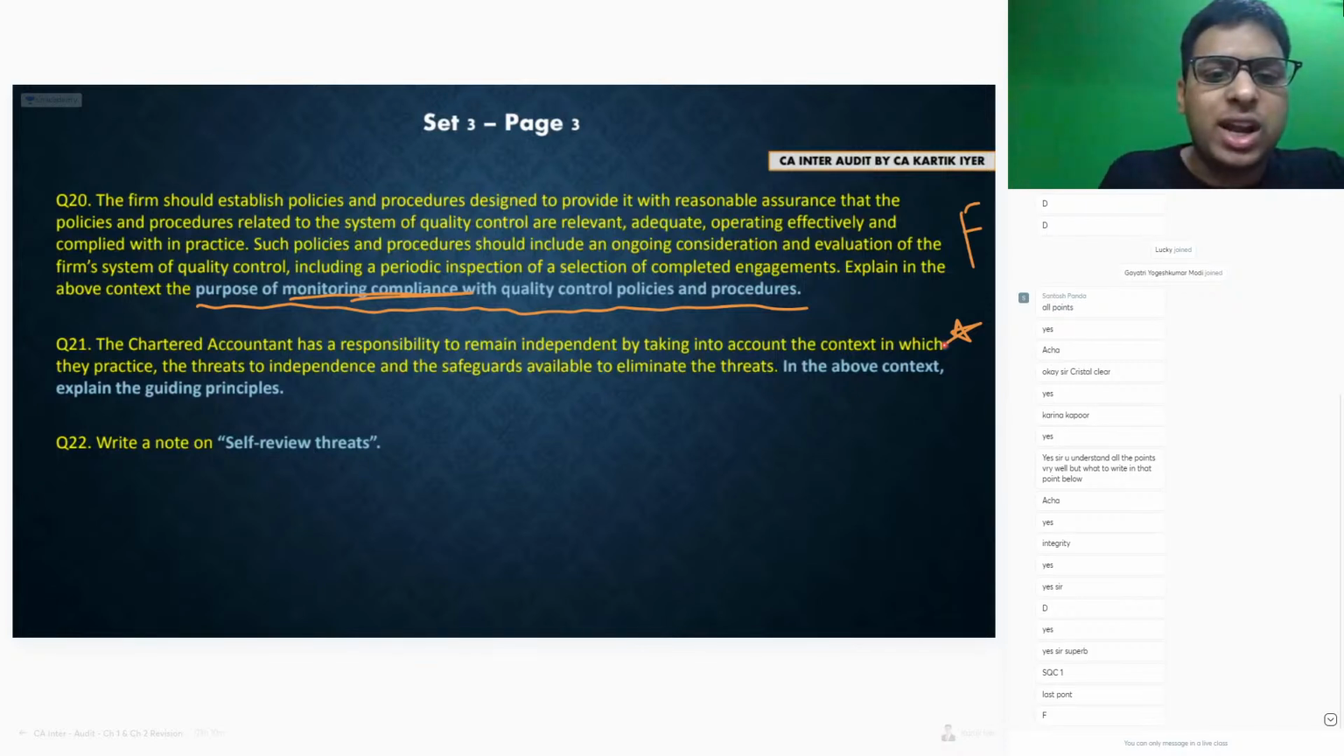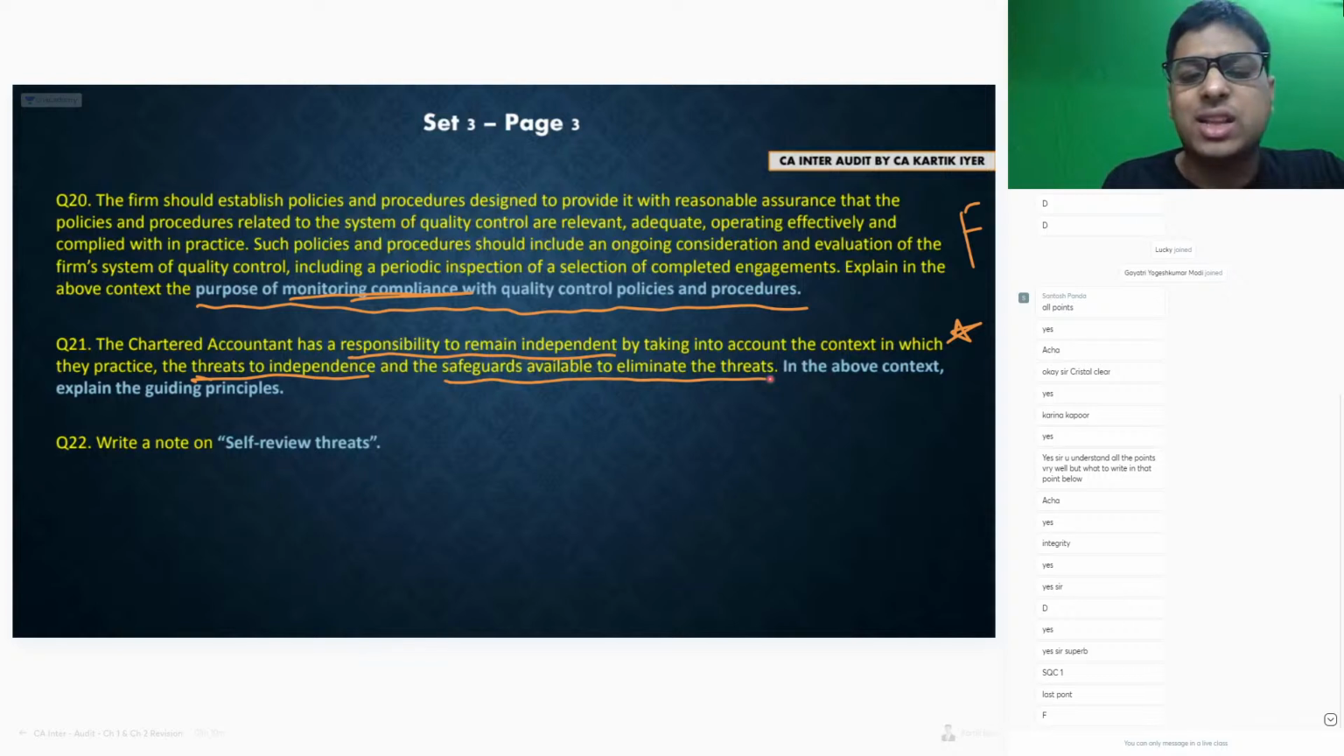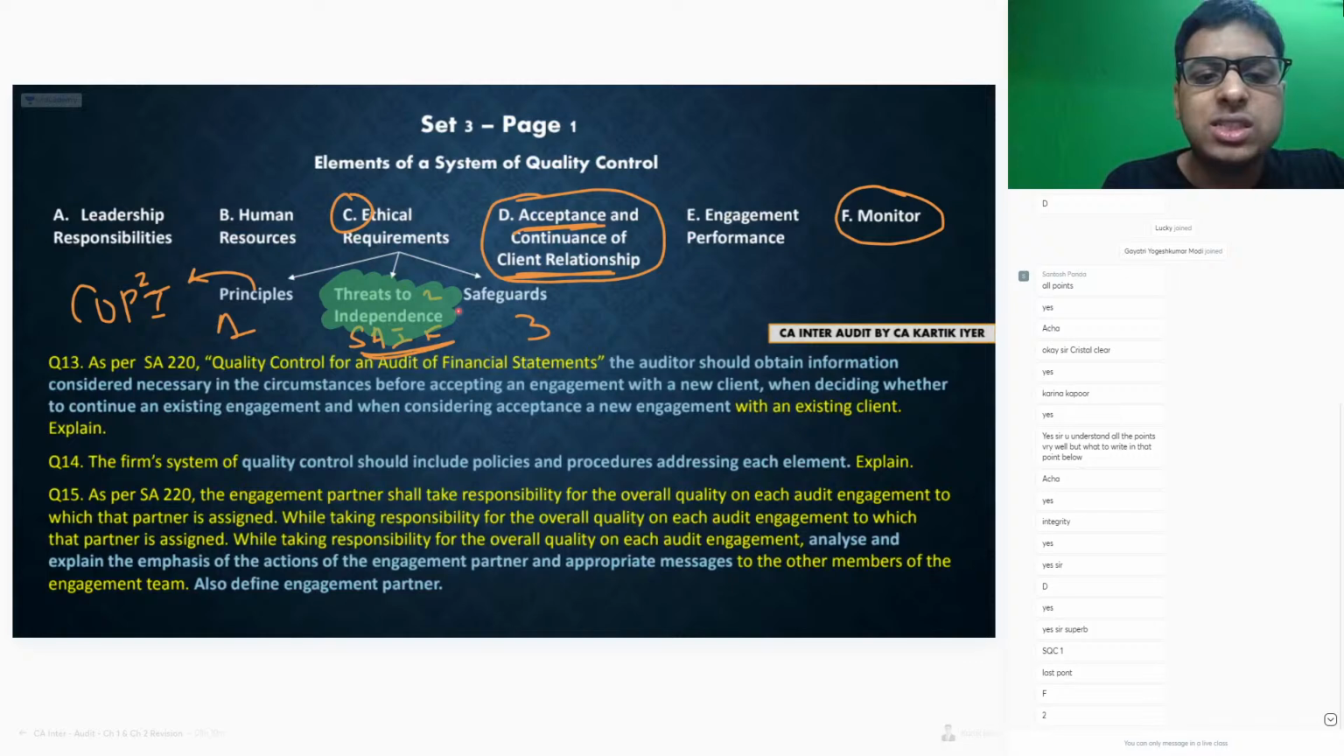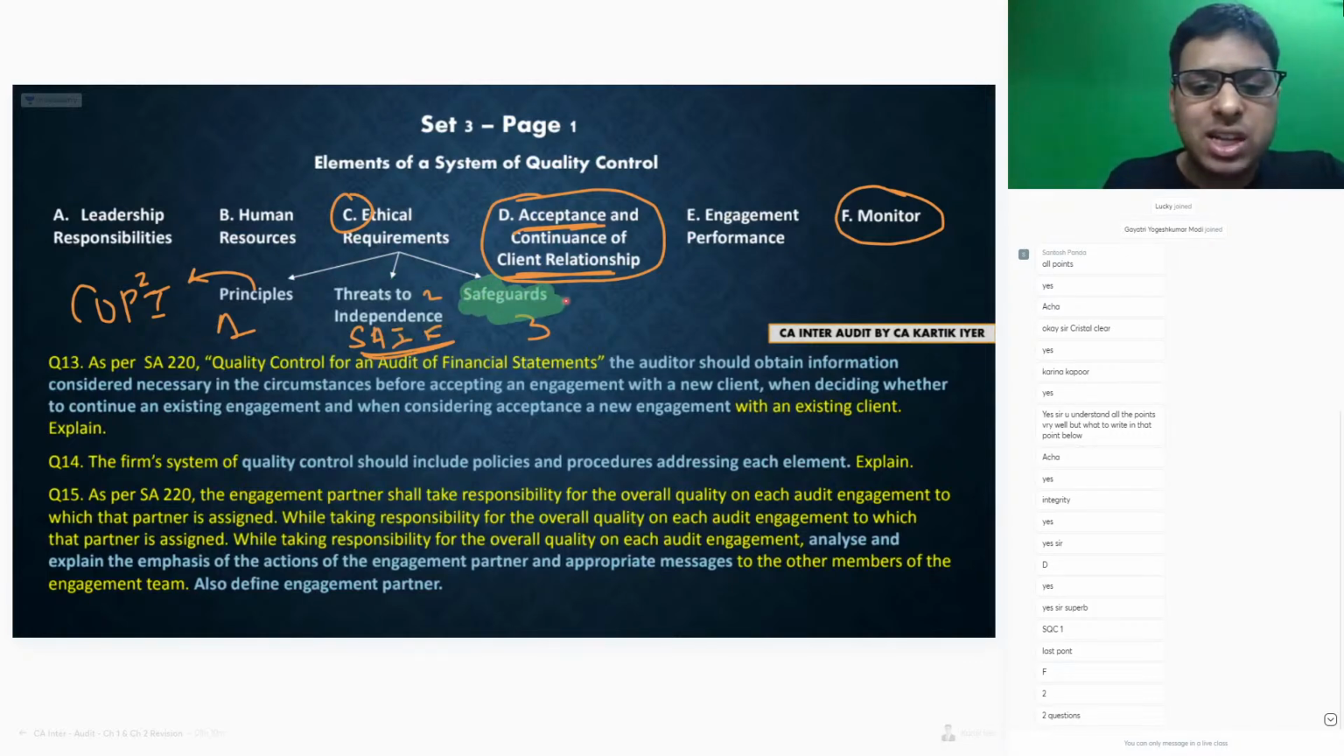The chartered accountant has the responsibility to remain independent by taking into account the context in which they practice, the threats to independence, and the safeguards available to eliminate the threats. They have used just a few words, threats to independence, safeguards available. So suddenly your mind starts thinking, they have mentioned threats, they have mentioned safeguards, are they talking about this? Suddenly you start wondering. But see, in the end, what have they asked?